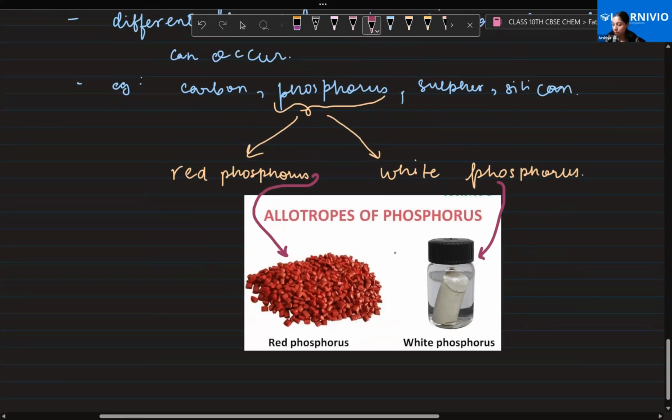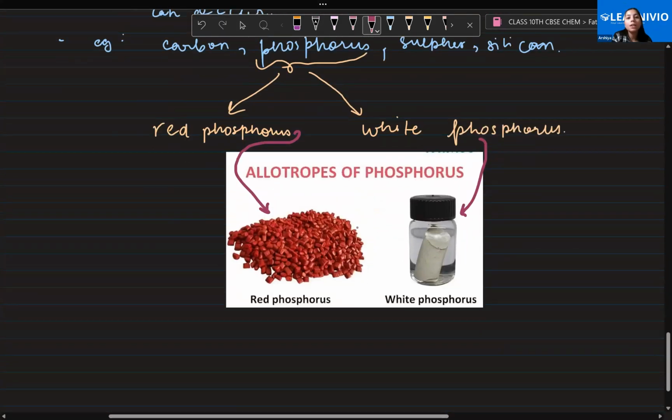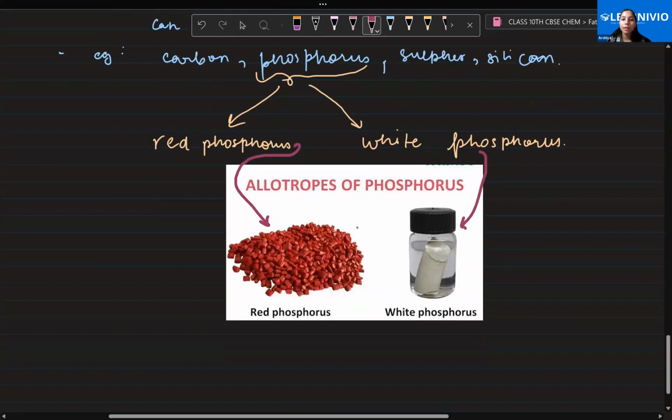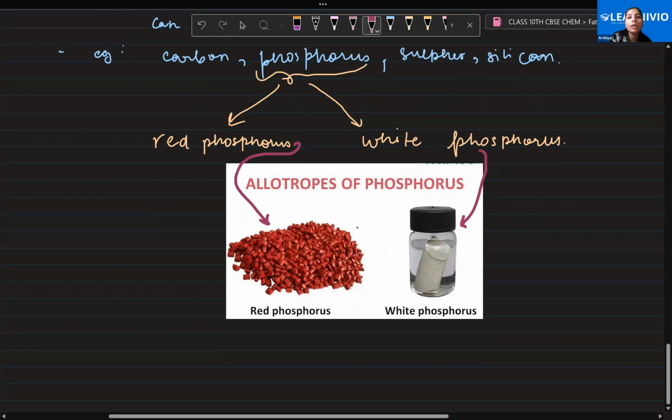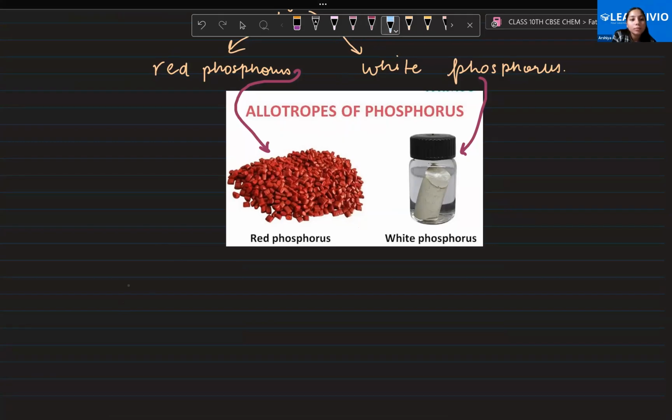So that was about the allotropes of phosphorus. Now, there are three allotropes of carbon: graphite, diamond, and there's one more. I'll write the name. But we'll go into the detail of each of them in the next class because of the time. So now you can just write down that carbon has three allotropes.